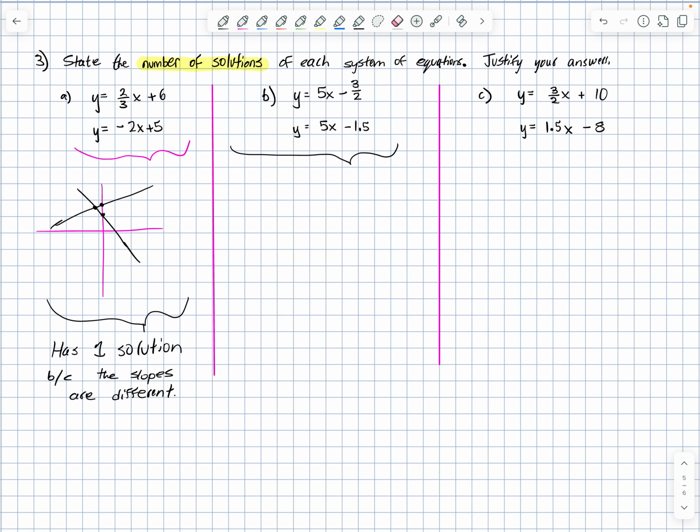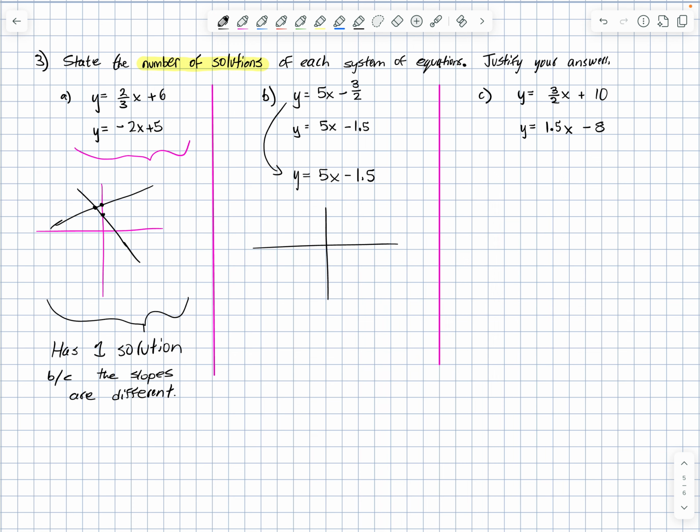So even without drawing a graph here, what is negative 3 over 2 as a decimal? That is literally like this equation, the first one, if I rewrote that, that would be 5x minus 1.5. What do you notice about this equation that I just wrote in decimal form, and this equation right here? They're the exact same. So when I have 2 equations that are the exact same, they just lie on top of one another.